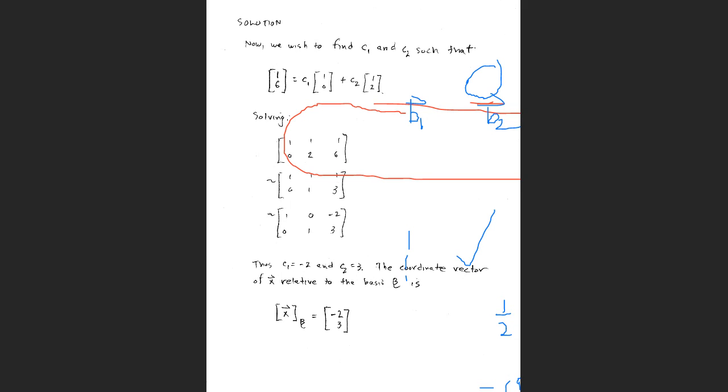And this notation stands for the coordinate vector of x relative to this basis script b. We have to start using that notation because we're going to be dealing with different bases. We're going to be finding coordinates of vectors relative to different bases. Are there any questions so far?